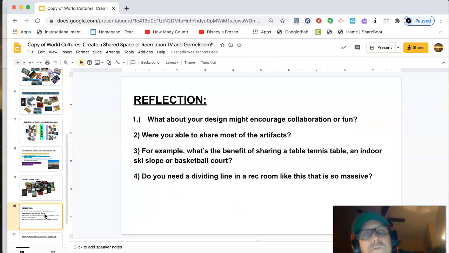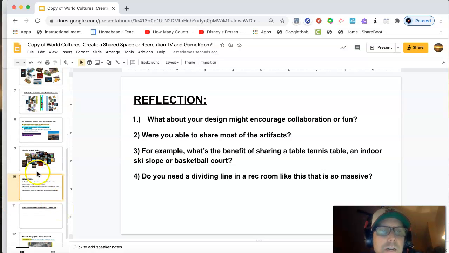And so you finally get to the reflection. What about your design might encourage collaboration or fun? Were you able to share most of the artifacts? There could be a dividing line, but does there have to be? For number 3, for example, what's the benefit of sharing a table tennis table, an indoor ski slope, or potentially a basketball court? Can you put any artifact in the middle of the room? And number 4, do you need a dividing line in a rec room like this that is already so massive? Do you really need to keep zones of the room separate?